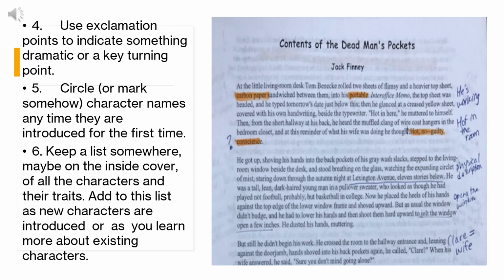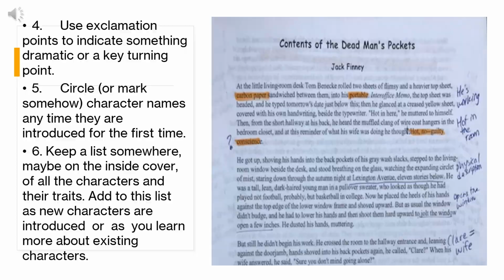So in the margin, maybe there's a certain page where you write all the names that appear in the story. Then you add to this list as new characters are introduced and as you learn more about existing characters. Okay, that's the meaning of number 6.